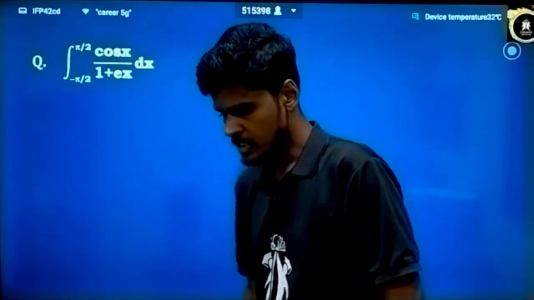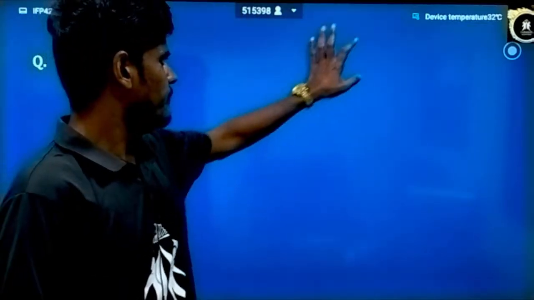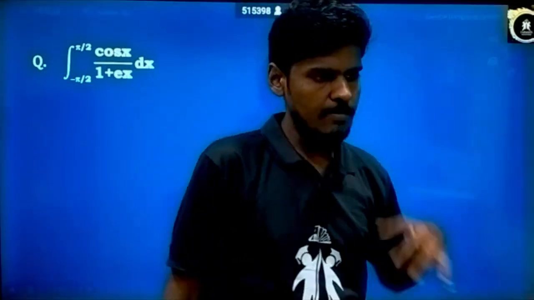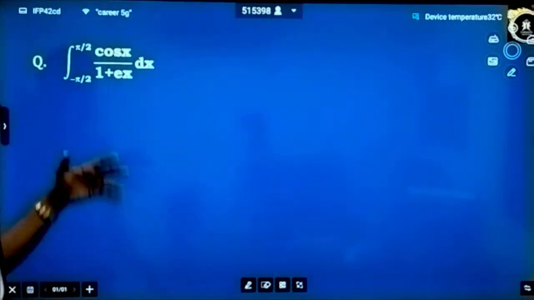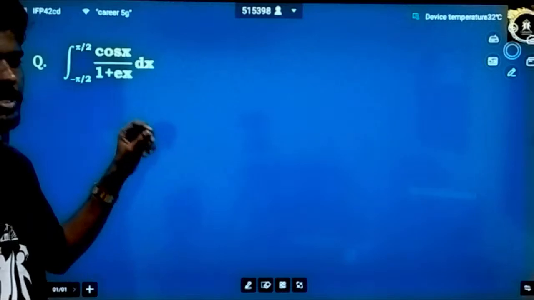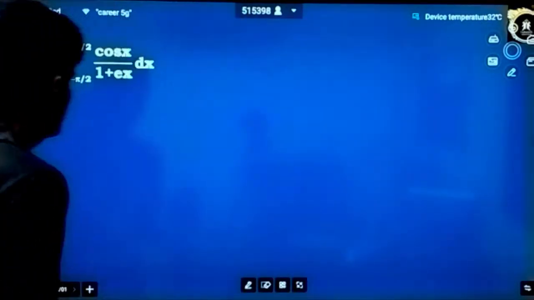Again another question. This is also similar to the previous. Properties. We just need to use the properties. And by practicing more and more problems, you will understand eventually when to use which property and when we should use properties to solve. That is the key part in this.